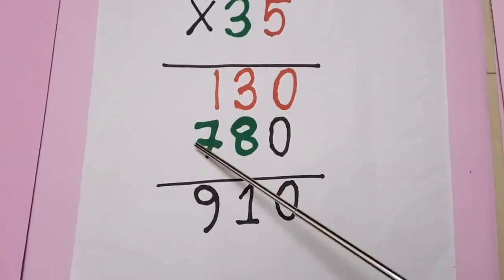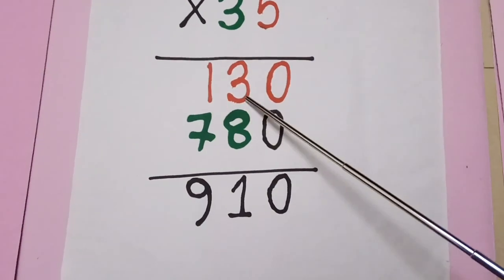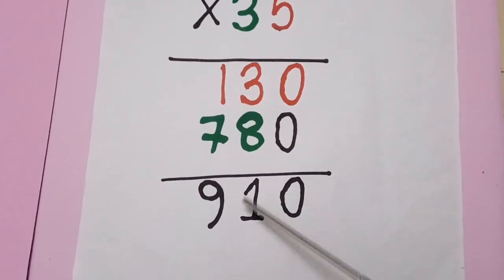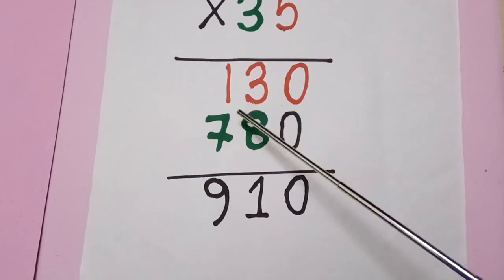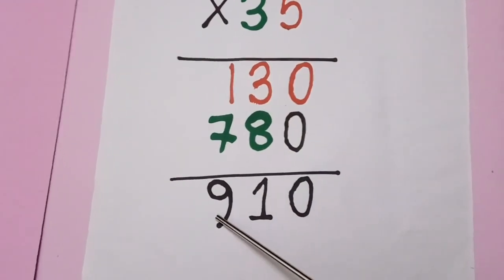Then we add these two lines. 0 plus 0 is equal 0. 3 plus 8, 11, 1, carrying 1, 1 plus 1, 2, 2 plus 7, 9.